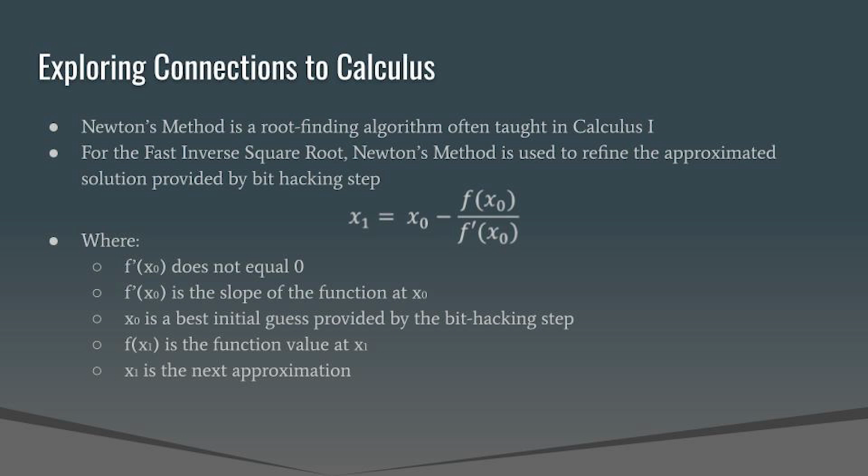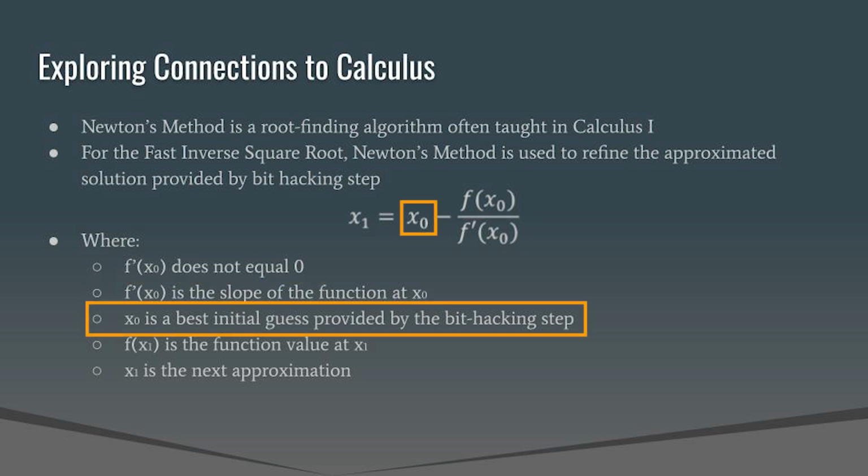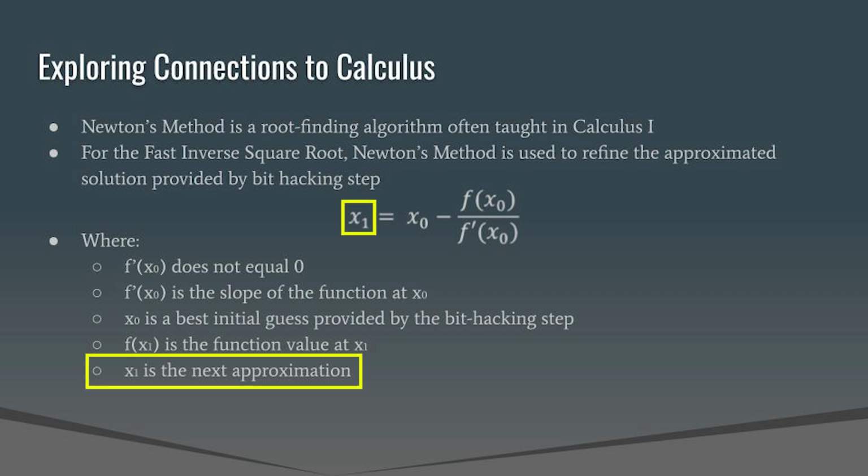In this iterative calculation, the derivative of the function at x sub 0 cannot equal 0 and is the slope of the function at x sub 0. X sub 0 is the best initial guess provided by the bit hacking step. X sub 1 is the next approximation, and the function at x sub 0 is the function value at x sub 0.